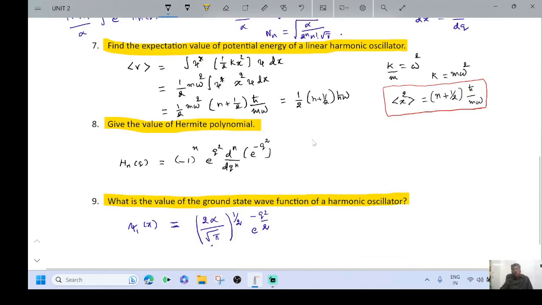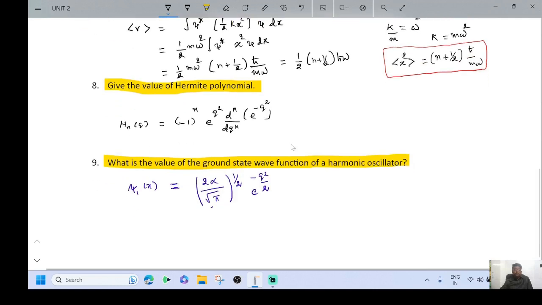Give the value of Hermite polynomial. Hn(q) = (-1)^n e^(q²) d^n/dq^n (e^(-q²)) is the value of Hermite polynomial.